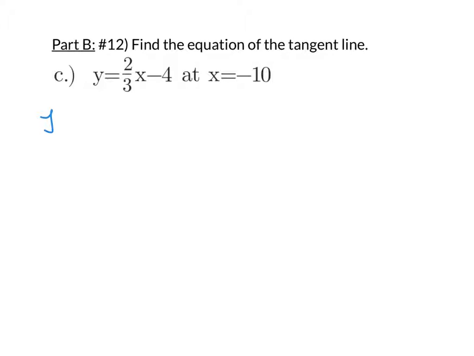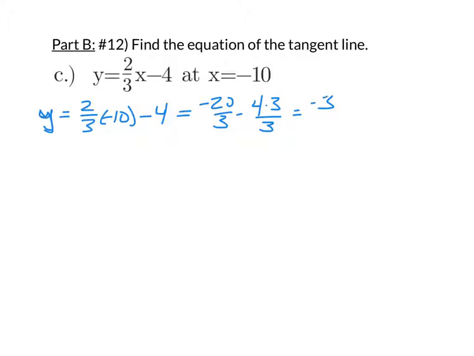The point will have a y value of 2/3 x minus 4 when x is negative 10. So we're talking about negative 20/3 minus 4. Of course, to add or subtract fractions, we need to get common denominators. Negative 20 minus 12 is negative 32 over 3. So we're talking about the point with an x-coordinate of negative 10 and a y-coordinate of negative 32 over 3.